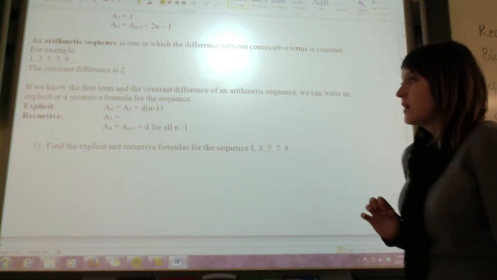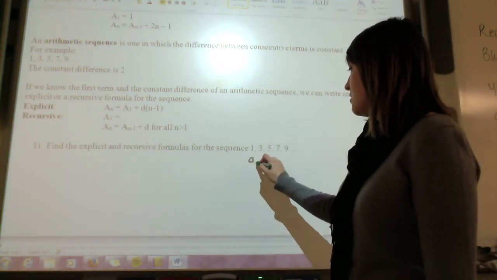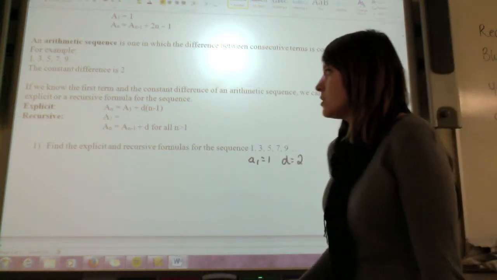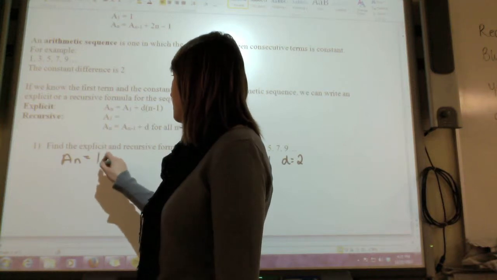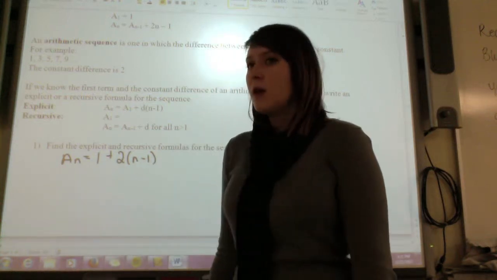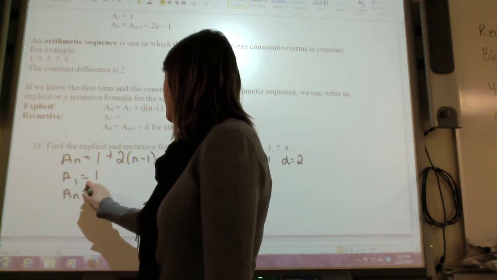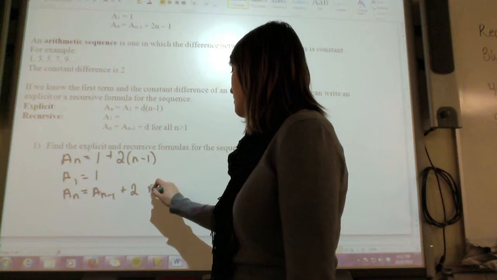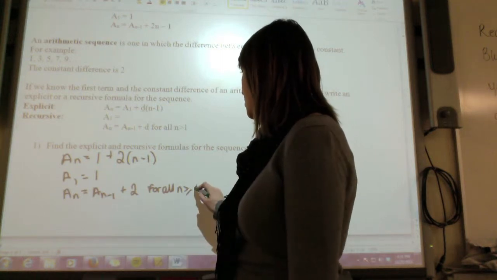So let's do problem number 1. I want to find the explicit and recursive formulas for this sequence here, 1, 3, 5, 7, 9. First thing I'm going to notice is that my first term is 1, and my constant difference in this case is 2, because I'm adding 2 every time. So for my explicit formula, I'm going to follow this format here. I have a sub n equals my first term plus my constant difference times n minus 1. That's my explicit formula. For my recursive formula, I'm going to start with a sub 1 equals 1. Then I'm going to have a sub n equals a sub n minus 1 plus 2 for all n greater than or equal to 2.